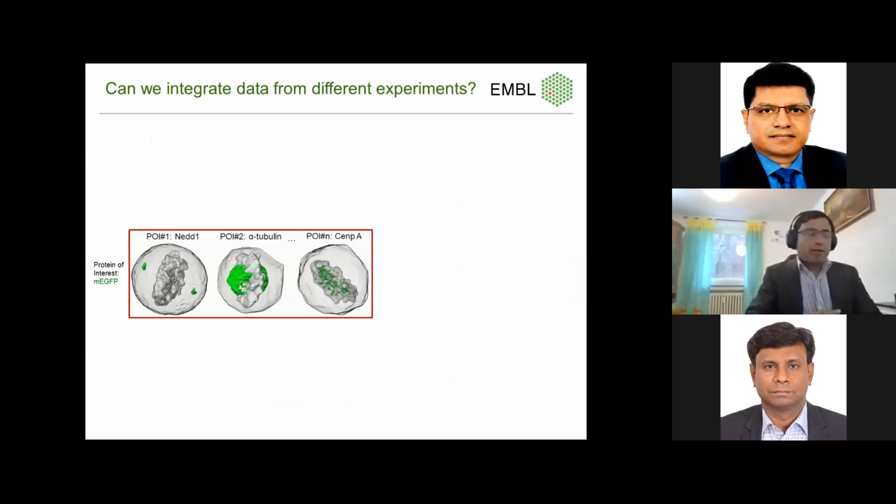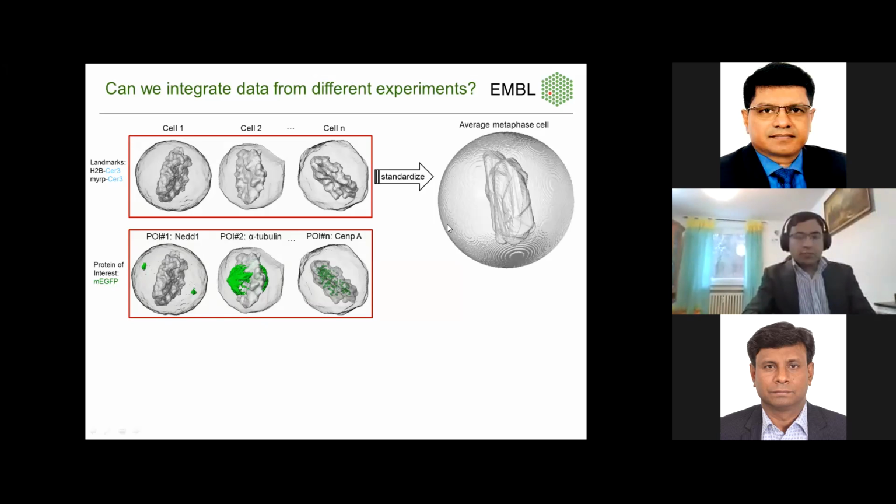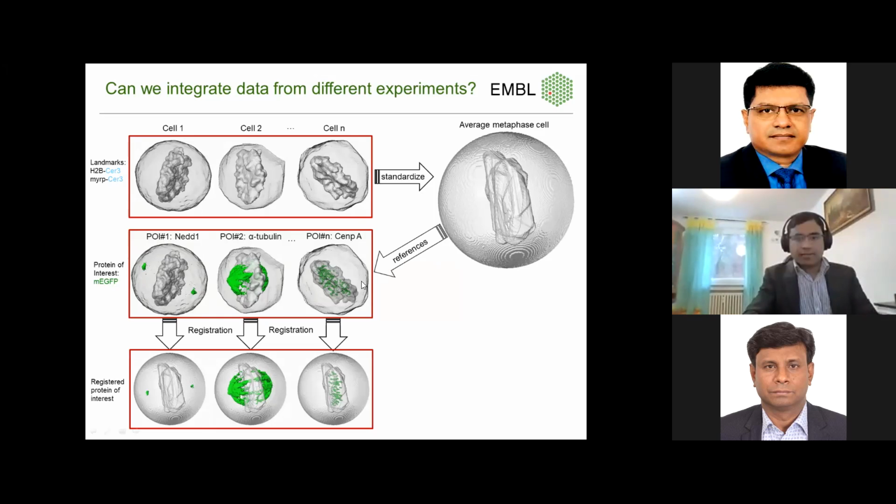So the way we deal with this problem, that we have different cells after segmentation, is we use these landmarks, which are DNA and chromosomal membrane shape. Those shapes are used to generate a model, kind of an average model. Then this model is used as a reference to align or register all those proteins, including the landmark.